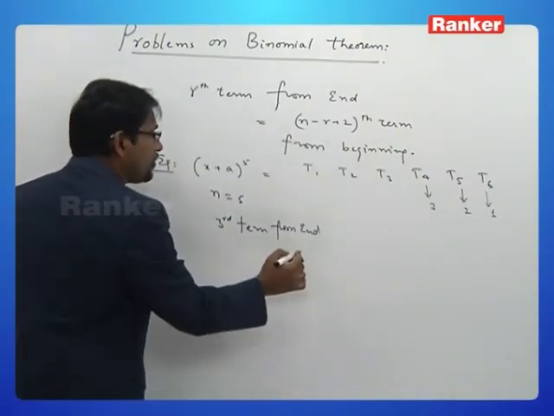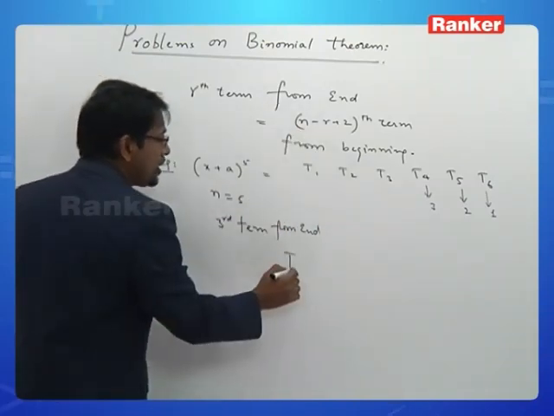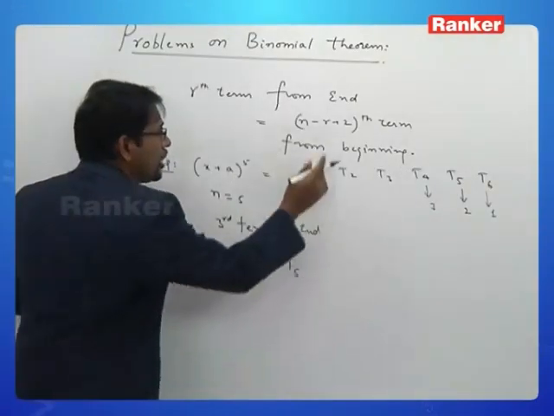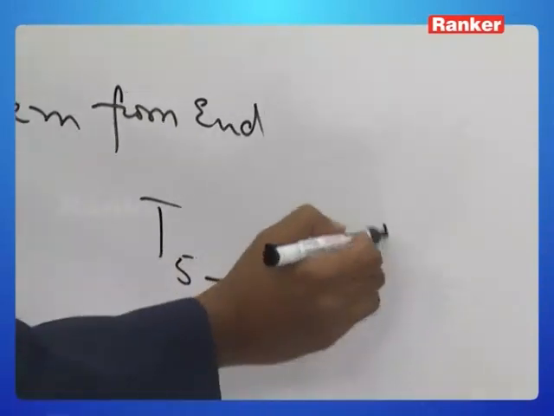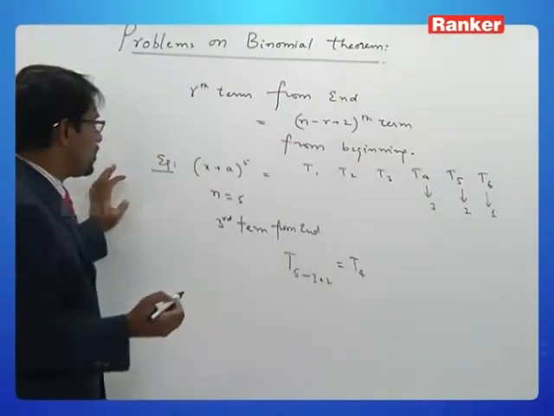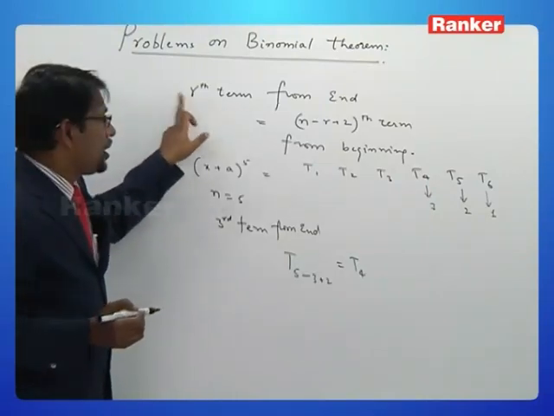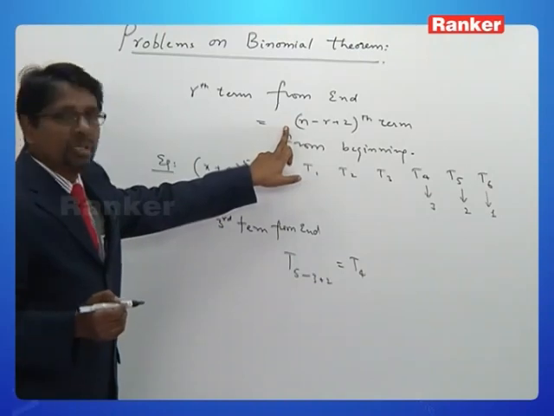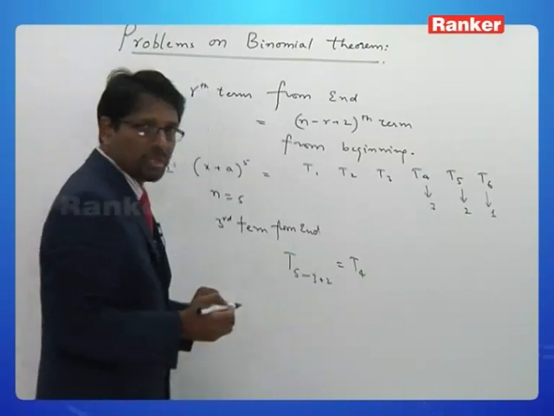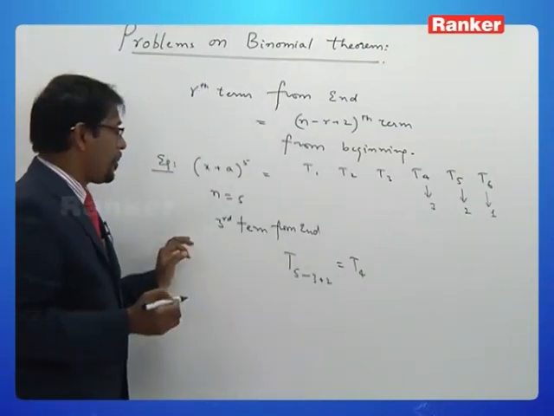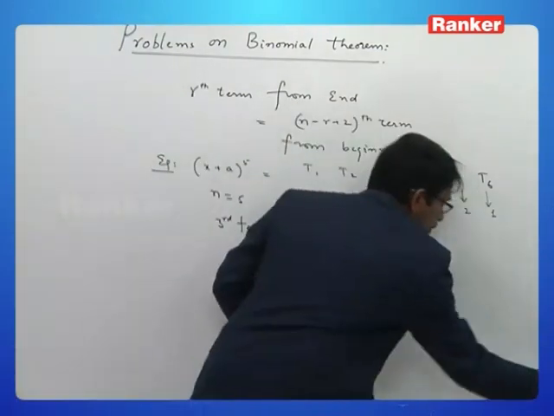Okay, so third term from end, let's go by this formula. It is t of 5 minus 3 plus 2, what is r? 3. That's nothing but t4. So this is an illustration to say that rth term from the end is nothing but n minus r plus 2th term from the beginning. Okay, so let's move on to the problem now.